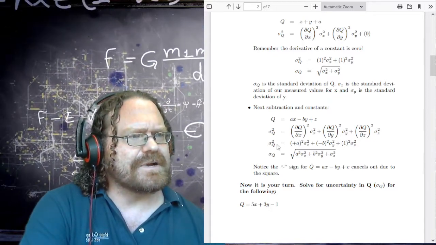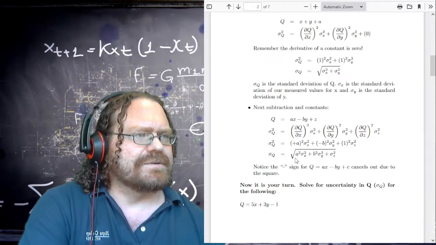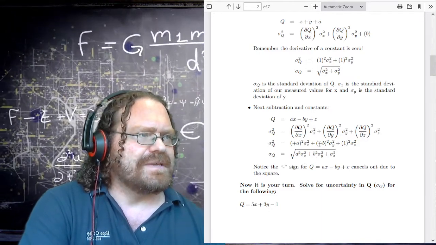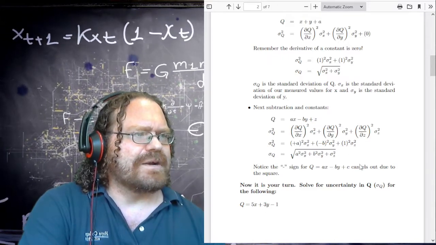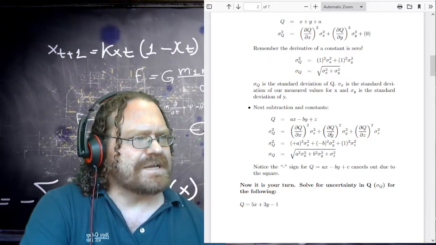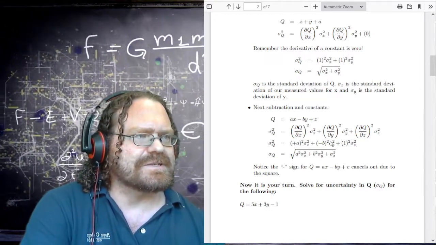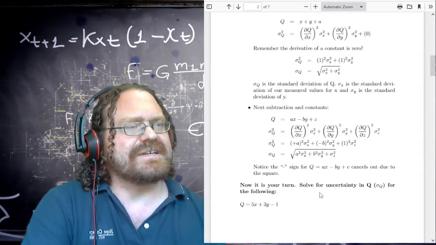And so we take the square root of both sides, and we're left with the square root of a squared sigma x squared plus b squared sigma y squared plus just sigma z squared. And one more time, just as a reminder, that negative that we started out with in that expression just cancels out because of the square. Okay, so now it's your turn.